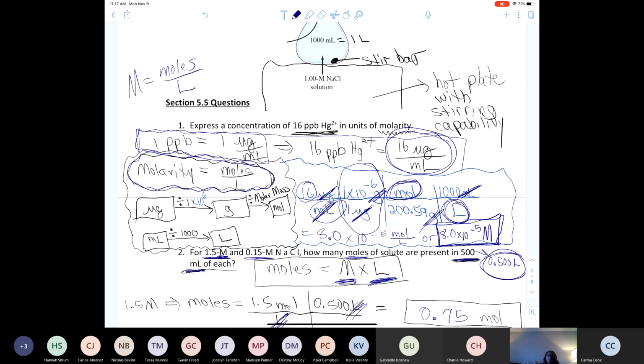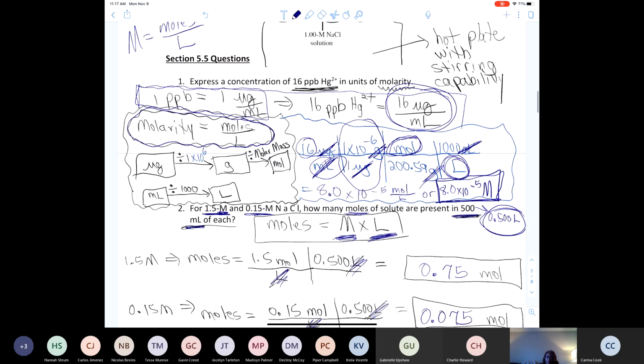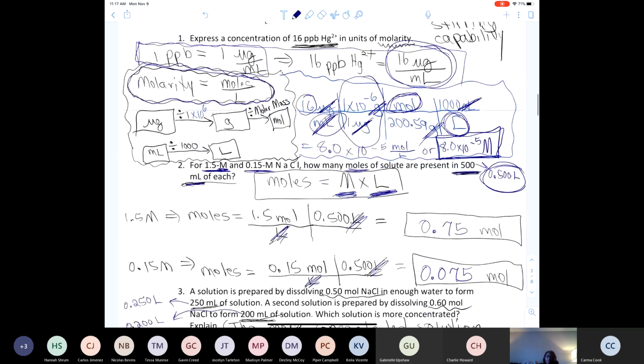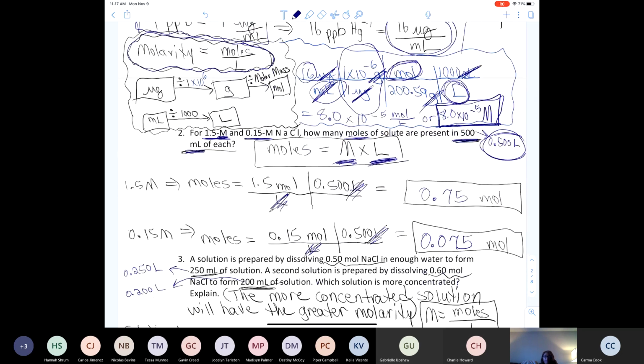So you could be given moles and molarity and be asked to calculate the number of liters. Or like in this question, we were given molarity and volume in milliliters, and therefore we can use that information to do what we just did, and that's to calculate the moles.